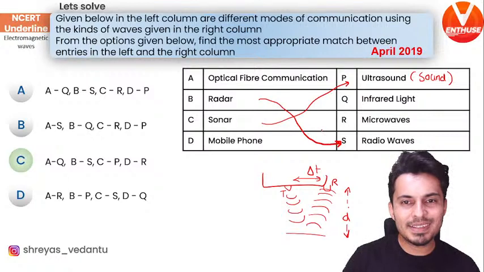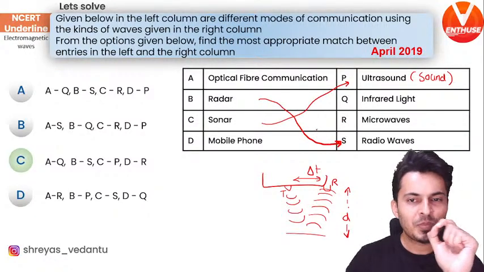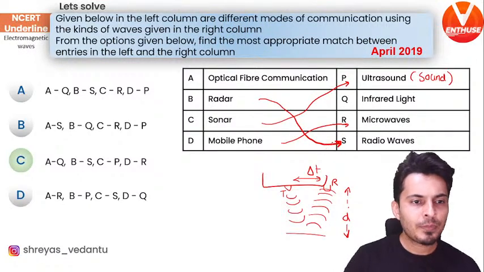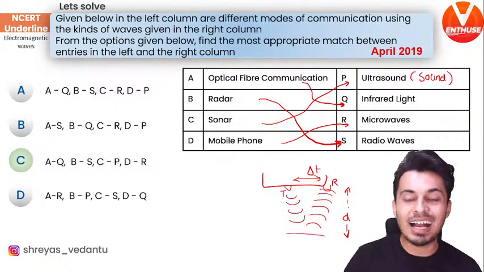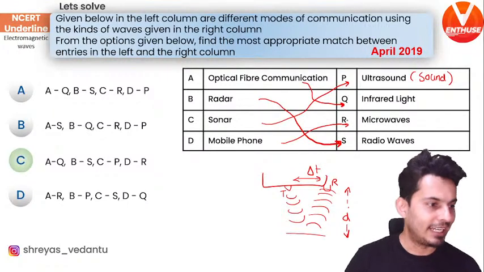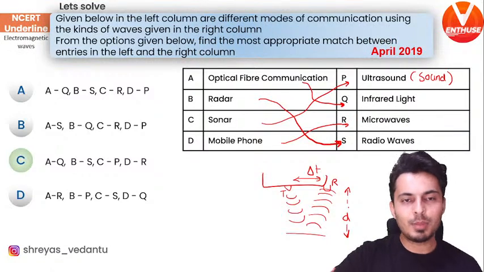Then mobile phones. Well, what is a mobile phone? Mobile phones use very short wavelength, very high frequency, so they are microwaves. You can think of it that way. And yes, optical fiber communication is infrared communication. So it is IR communication in general. They use infrared light. So that's how you can eliminate and figure it out. These are very much theoretical.